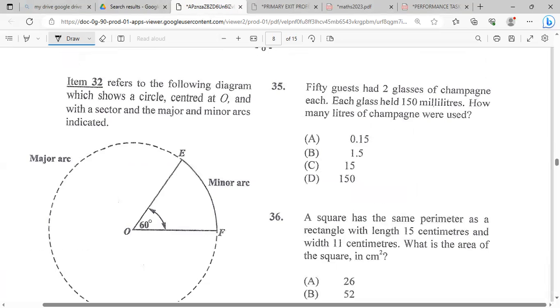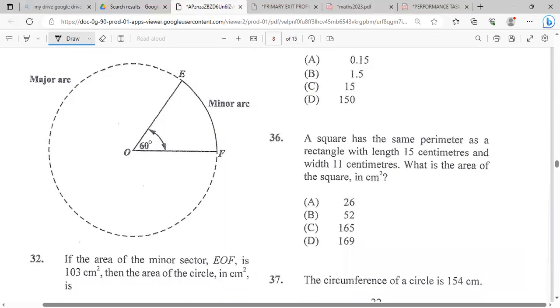Item 32, refer to the following diagram, which shows a circle with center O with a sector and major and minor arcs indicated. So this is the minor arc, this is the major arc. They say if the area of the minor sector, which is this, is 103 centimeters squared, what is the area of the entire circle?